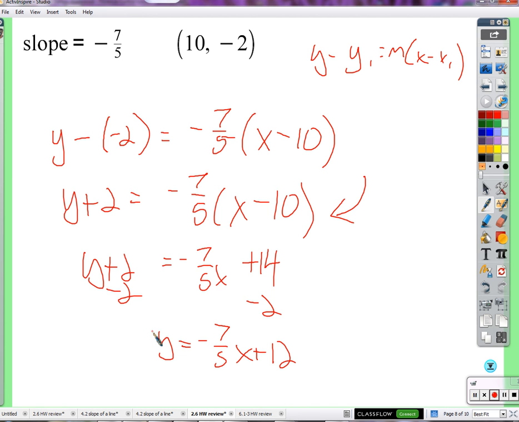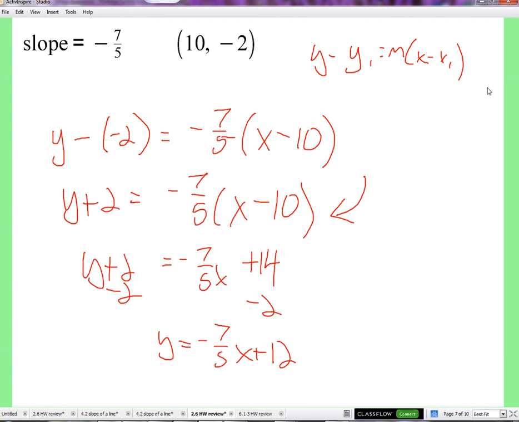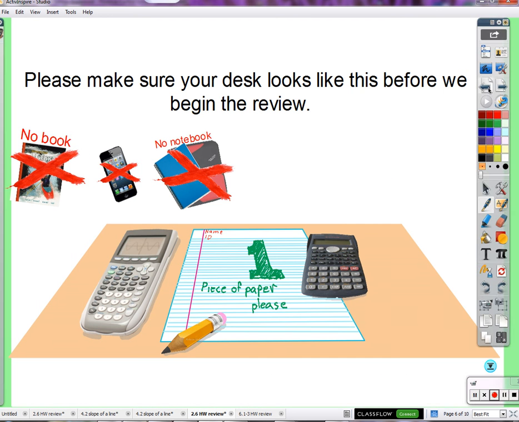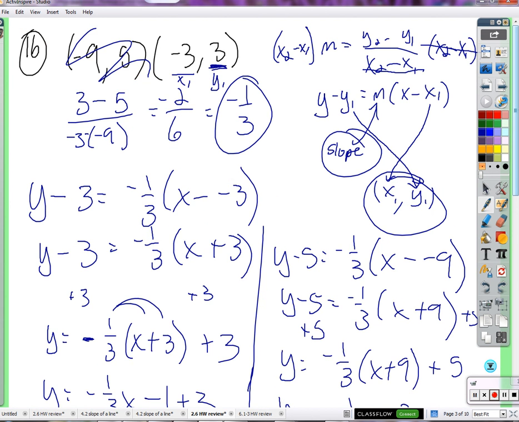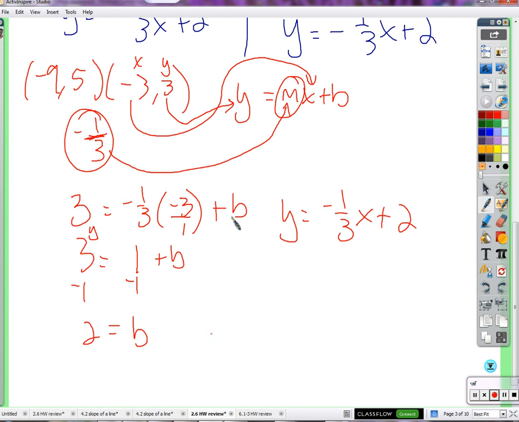Negative 2 equals negative 7/5 times 10 plus 2. Right. So I like the way we talked about back here, using the slope intercept form. So you did it like that. Good, that works too.